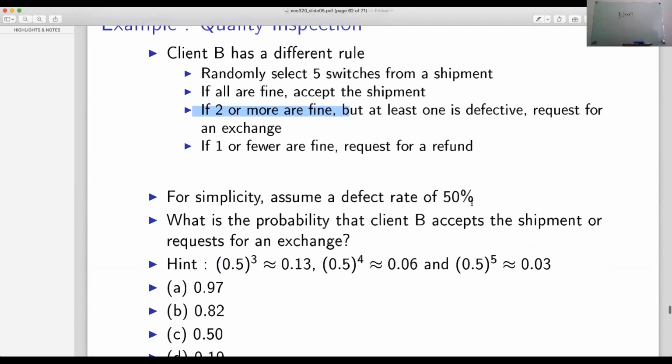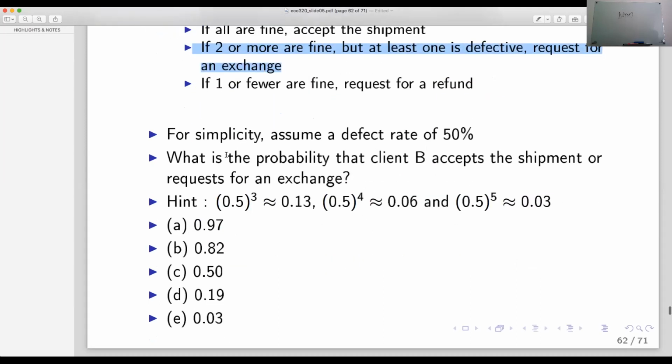So let's just make an assumption that P equals 0.5. What is the probability that client B accepts the shipment or requests the foreign exchange? You might want to pause this video and spend some time on it, but we are looking for the probability of this plus the probability of this, right? I will just leave you the answer, but these are the hints.